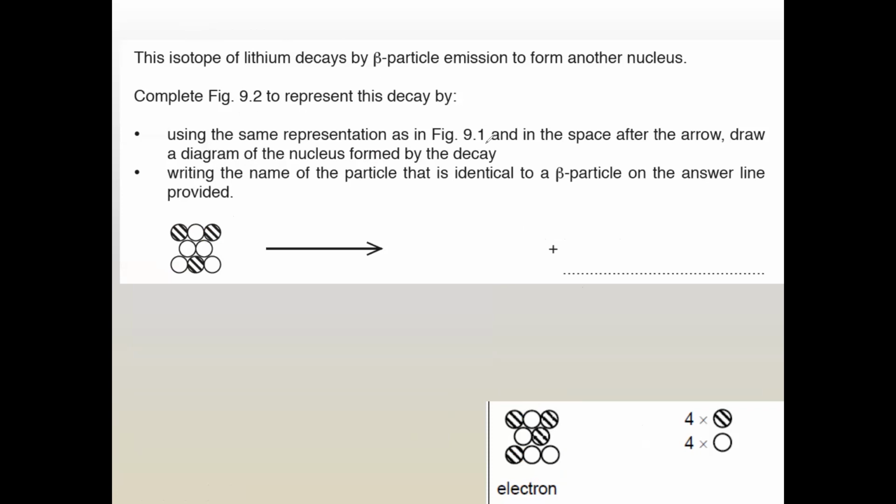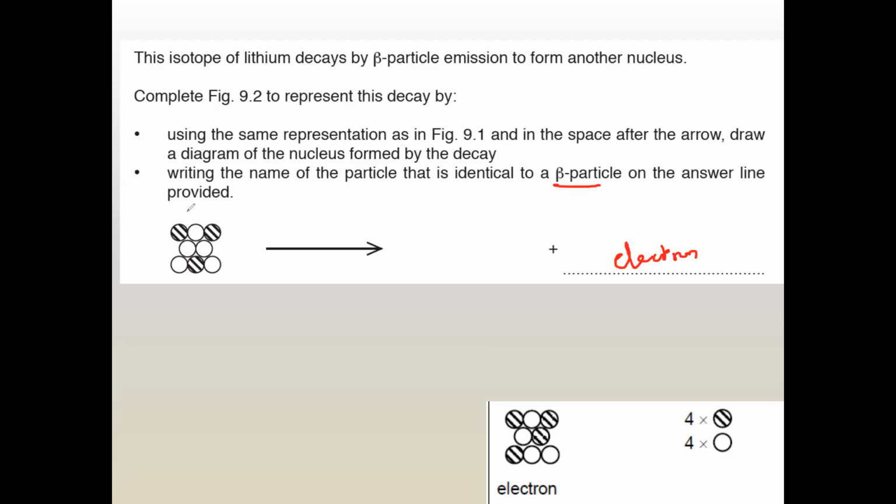Using the same representation, so we have to use the same representation. In the space after the arrow, draw a diagram to show the nucleus form and write the name of the particle that is identified as beta. So which particle is a beta? That is electron. Electron is also known as beta.